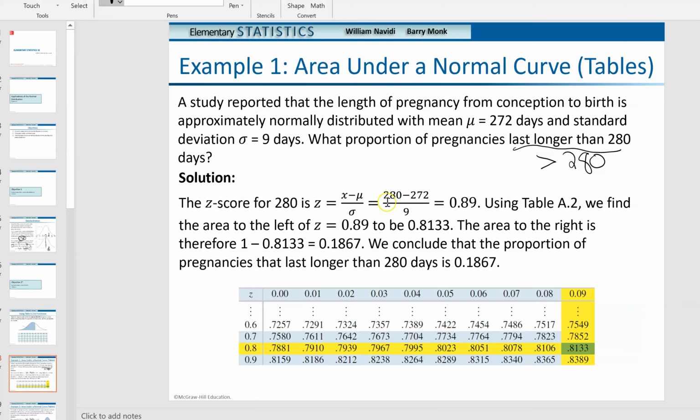So x minus mu: 280 is the number that they give me, minus 272, my mean, divided by 9. Do the subtraction, divide by 9, and you get 0.89. So you look up 0.89, 0.8 all the way over to 0.9, the intersection right here, 0.8133. But since this is a greater than, you have to subtract it from 1, which is right here, so this is your answer: 0.1867. So we conclude that the proportion of pregnancies that last longer than 280 days is 0.1867.